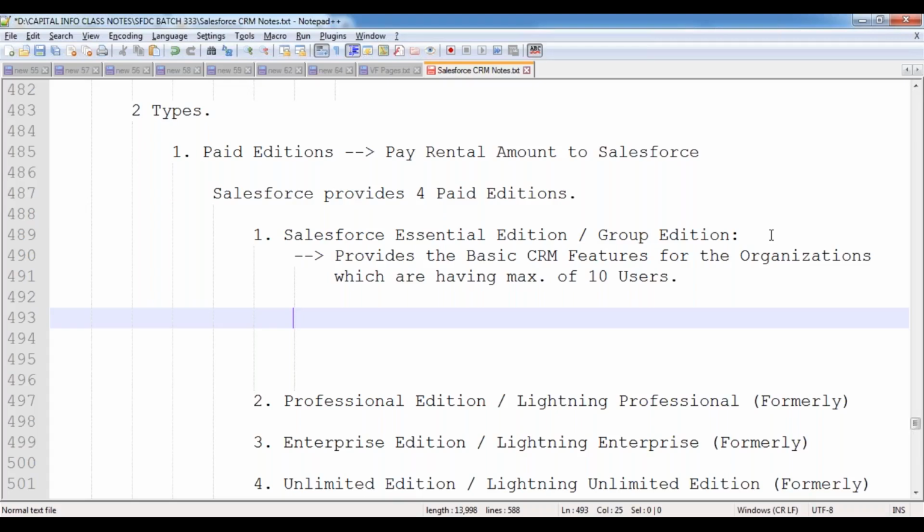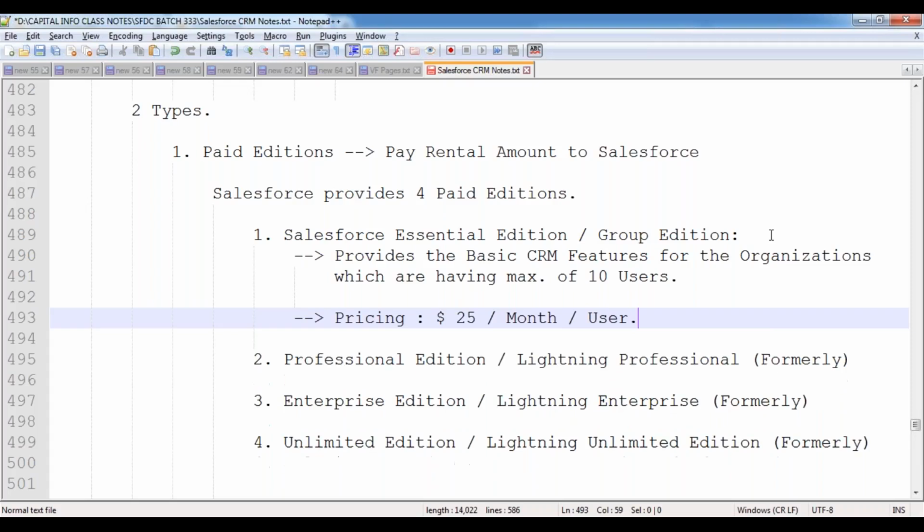So that's what this indicates: Salesforce Essential Edition provides the basic CRM functionalities, very limited features which they offer to their customers, and which can be accessed by a maximum of 10 users. Now, in order to access this edition, for each and every user we have to buy a separate license. The pricing is $25 per month per user license. Every user should have a license.